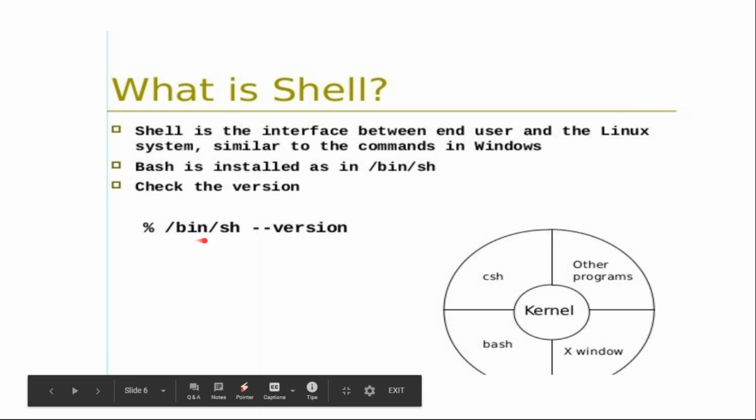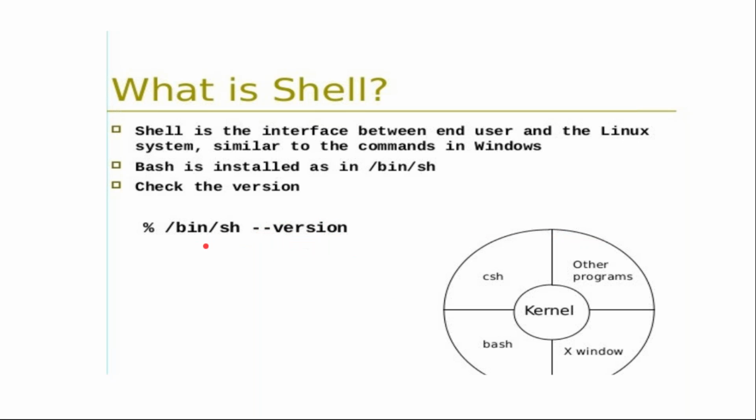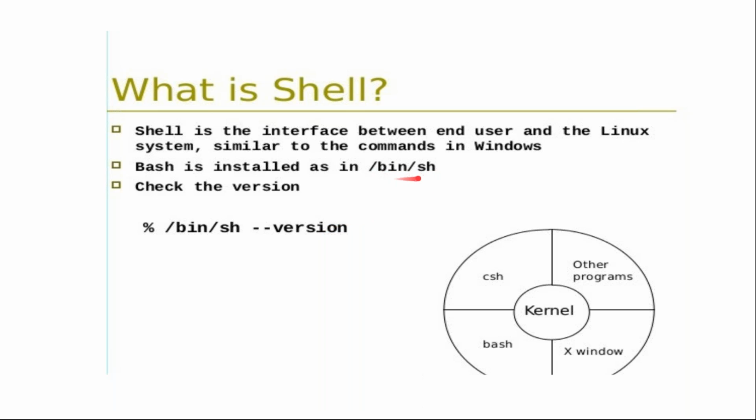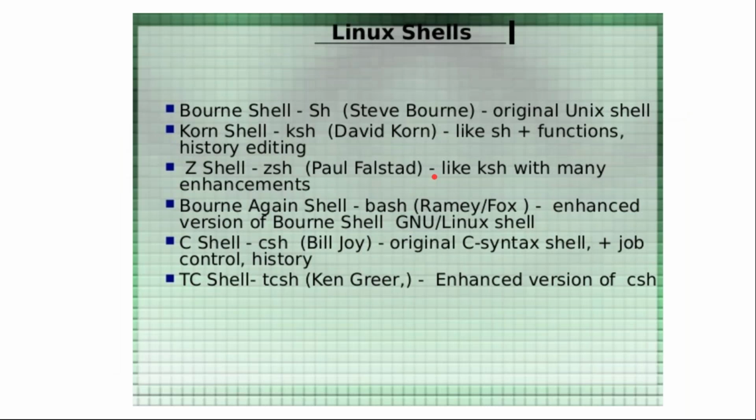So if you want to check the shell version, you can use the command bin/sh and your version. So this is basically bash. These are the various shell environments. By default the shells are there, bash shell, C shell, and you want to see the version. This is the default system folder which contains all the shell information, that is bin/sh. These are the default Linux shells.